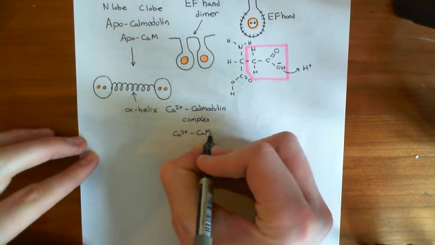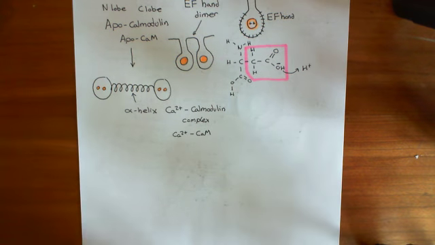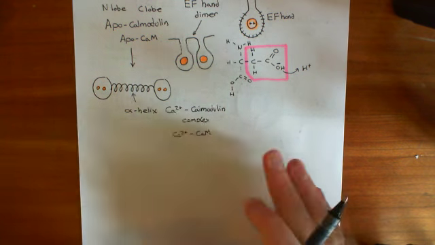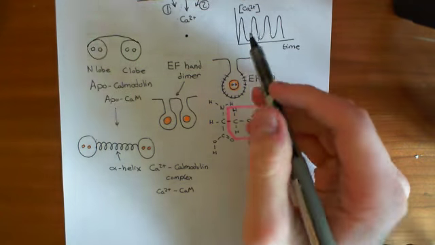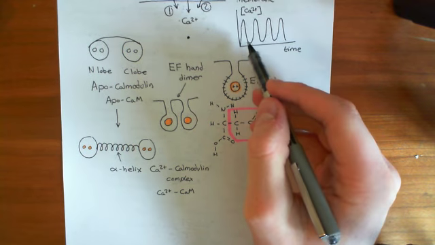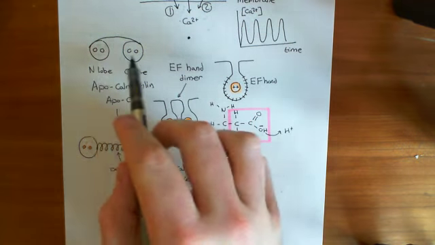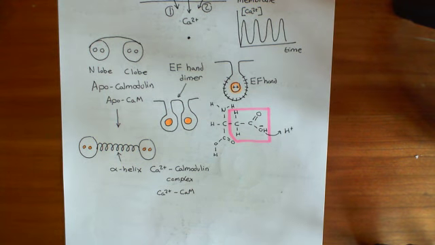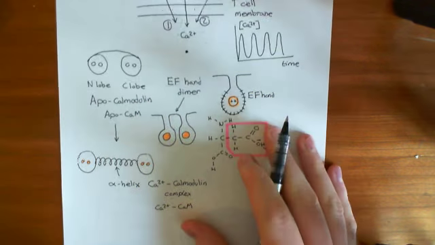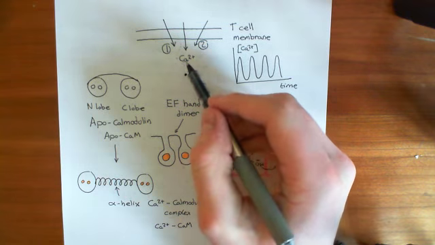Right, okay, so when calcium goes up on one of these peaks here, the calcium is going to bind to the 4 calcium binding sites of apocalmodulin and convert it into a calcium calmodulin complex. So you're going to get lots of calcium calmodulin complexes forming in the cytoplasm of your T cell.